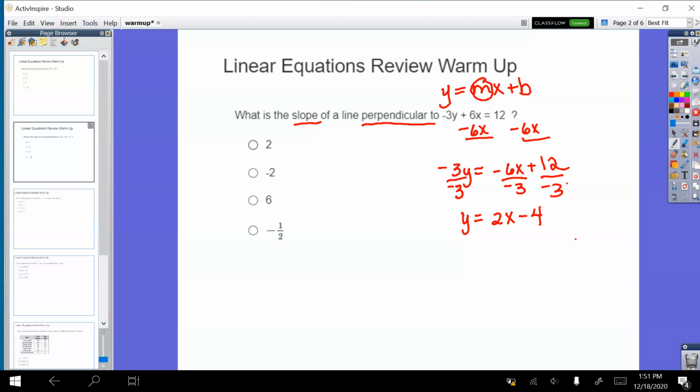Okay, so we want the slope of the line perpendicular. Well, now it's easy to pull out this slope. That would be 2. Again, it's the coefficient right before the x. The perpendicular slope, we said, is the negative reciprocal. So this is positive 2, so we're going to make it a negative, and instead of 2 over 1, we're going to take the reciprocal, which would be 1/2. So we end up with a negative 1/2 slope, and that's how we get the answer for number 1.